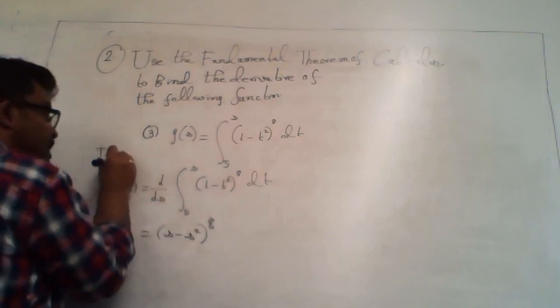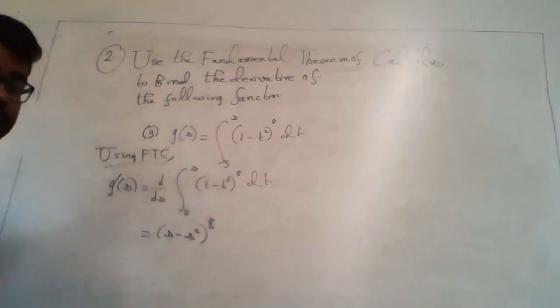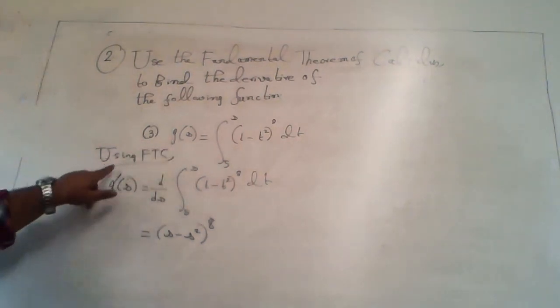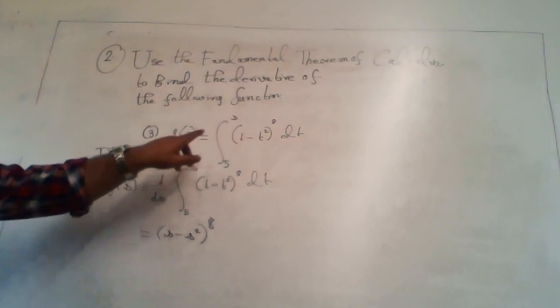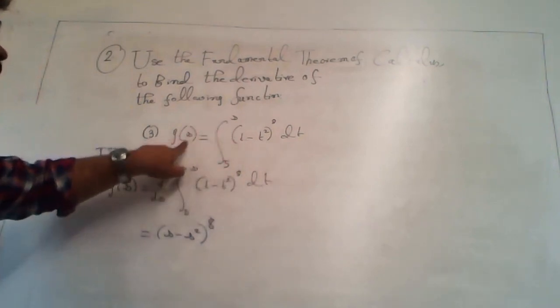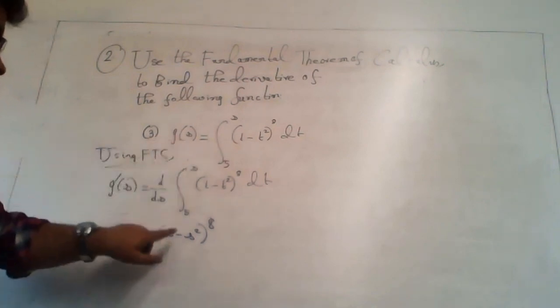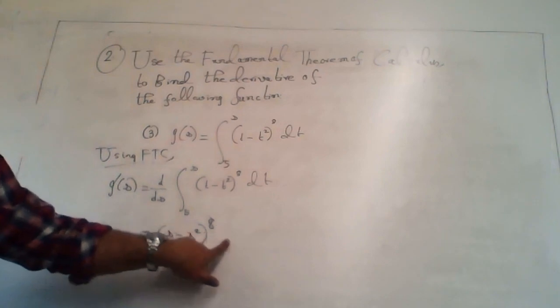Just write using FTC. It's very important and easy also: write using FTC and your answer will be whatever was inside, with the variable replaced by the variable of the original function. In this case, the original function's variable was s, so your final answer will be s minus s squared, to the power 8.